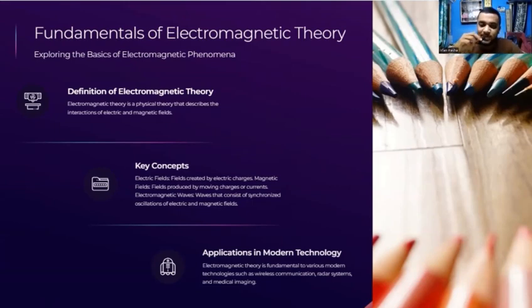On to the next, key concepts. Electric fields, the fields created by the electric charge; magnetic fields, fields produced by moving charges or currents; electromagnetic waves that consist of synchronized oscillations. Let's just discuss electric field first. Let's go one by one, right? Electric field, fields which are created by the electric charges.